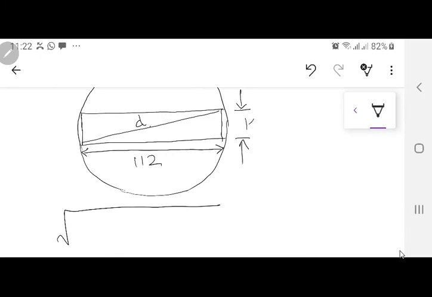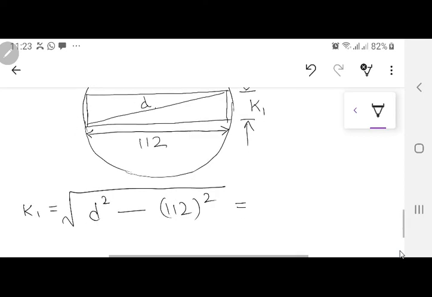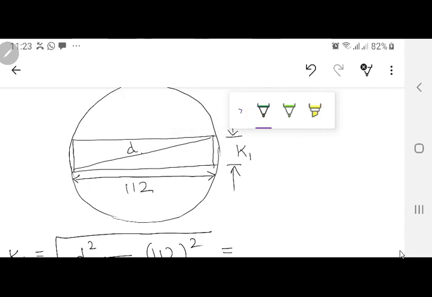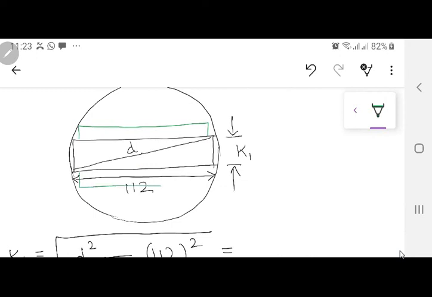Since this is the first step, I am going to call it K1. Okay? So my K1 is going to be equal to what? D square minus 112 square. Agreed? Okay? Now, when I am going to do the second step, see this carefully now. When I am going to do the second step here, second step is also on the top also, bottom also.